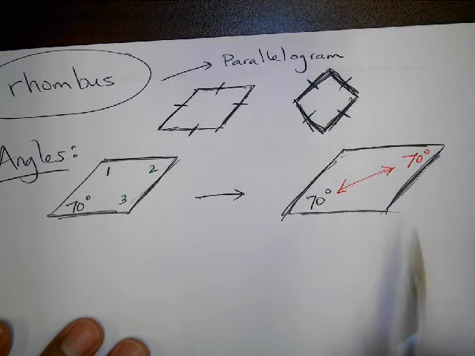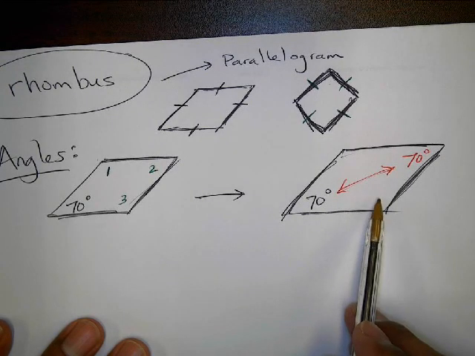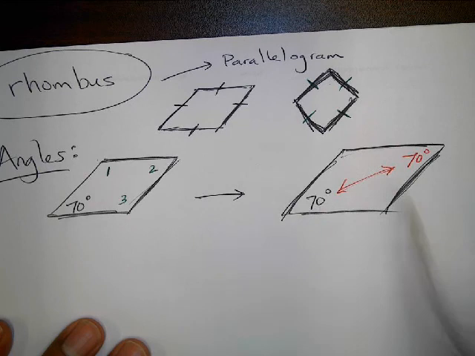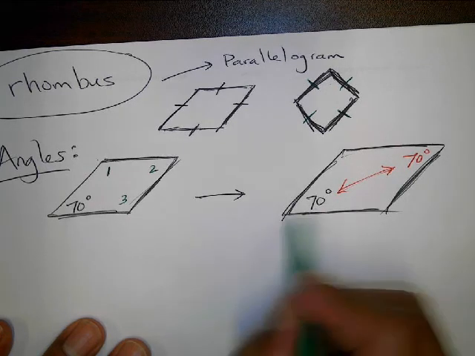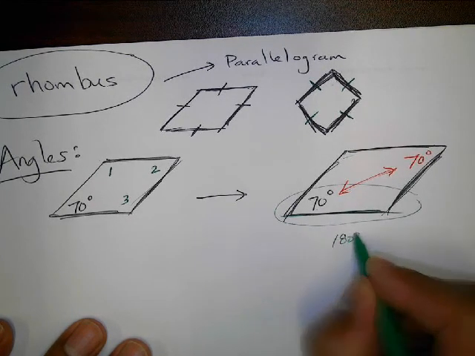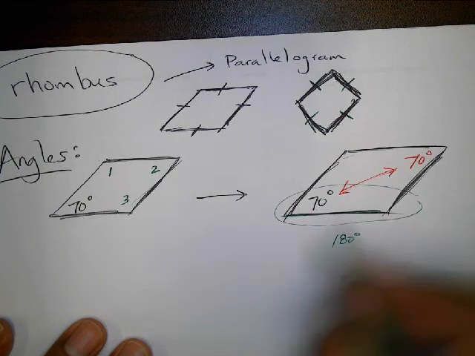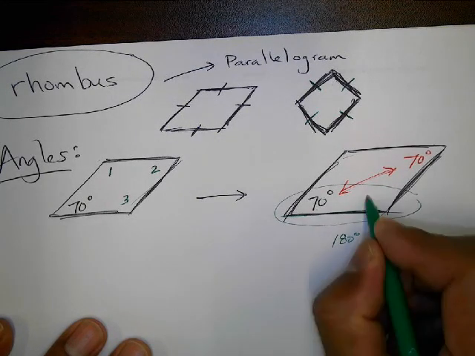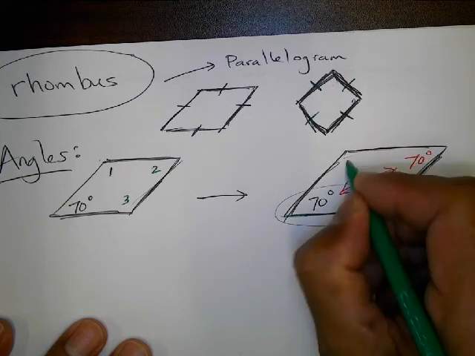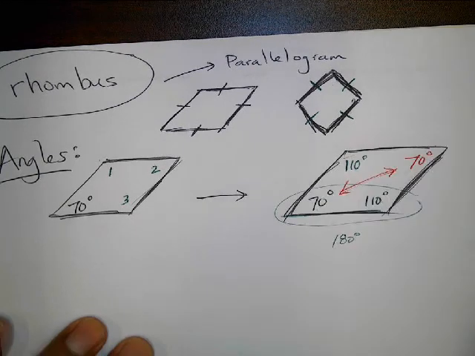Okay. And then how do we find these other ones? I mean, I need to know something, right? Remember I talked about it earlier in the first video. These angles that are on the same side add up to what? They add up to 180. So what would this need to be? 110, right? 110, and if this is 110, this one's also 110.